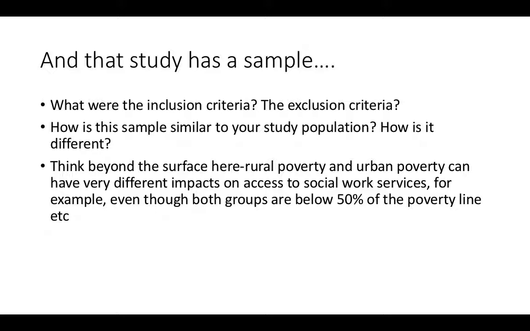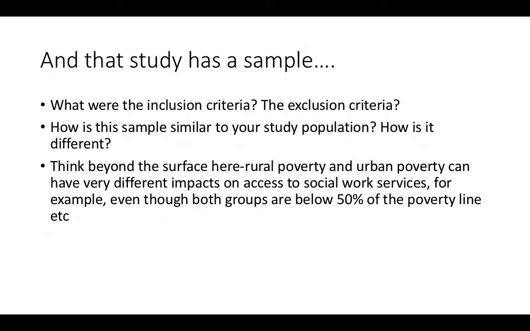However, thinking a little bit more deeply, poverty in a rural place and poverty in an urban place can be very, very different and have very different impacts on many things, for example, access to social work services. So if you're working with a homeless population in an urban area where everything's very, very close together, and the shelter's down the street from a behavioral health clinic, a group of people who are experiencing homelessness and are below 50% of the poverty line might have fairly good access to social work services, at least in terms of getting to the building.